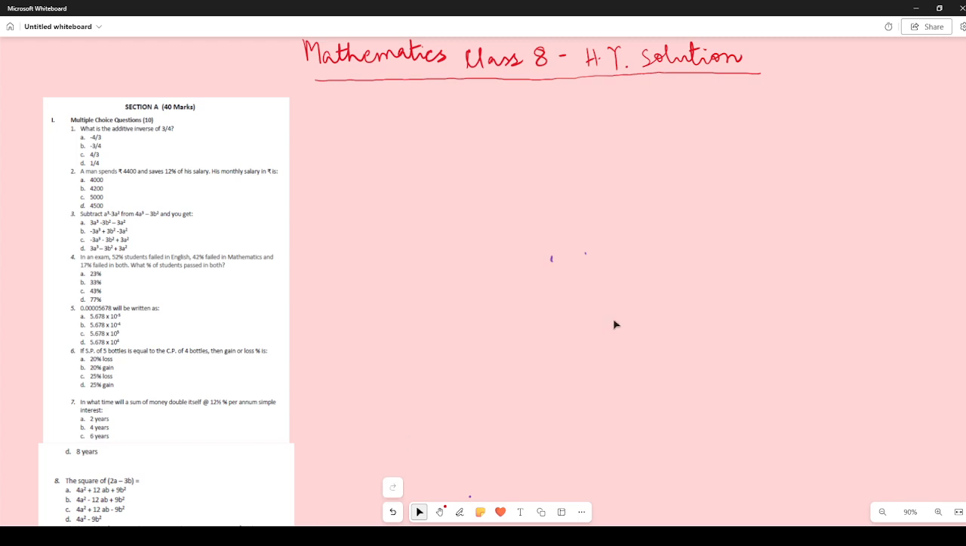Hello everyone, so let us solve this mathematics class 8 half yearly question paper, and the first question that we have are the MCQs. So the first question is, what is the additive inverse of 3 by 4? So we know that additive inverse is the negative number which when added gives you a 0. So additive inverse will be option B, minus 3 by 4.